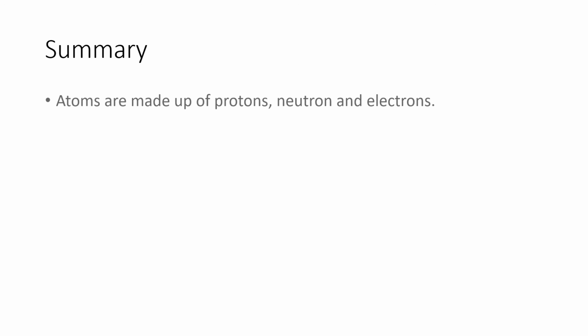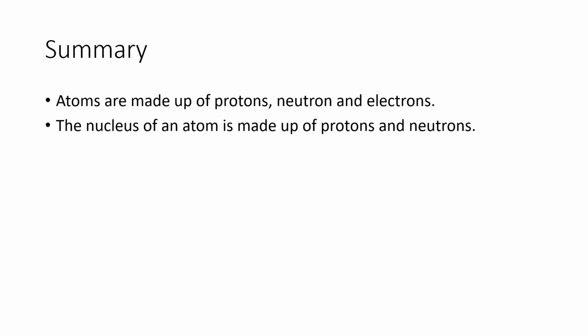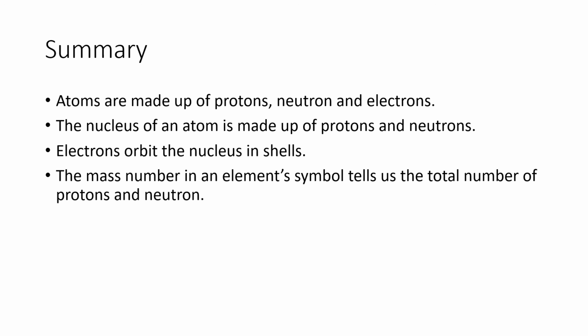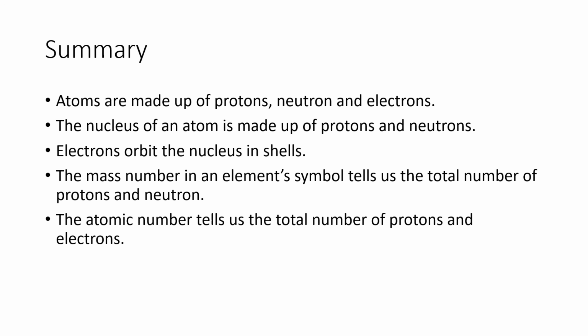As a summary, you should be able to say what atoms are made up of, and that is protons, neutrons, and electrons. The nucleus of an atom is made up of protons and neutrons. You should also know electrons orbit the nucleus in shells. The mass number in an element symbol tells us the total number of protons and neutrons. The atomic number tells us the total number of protons and electrons.